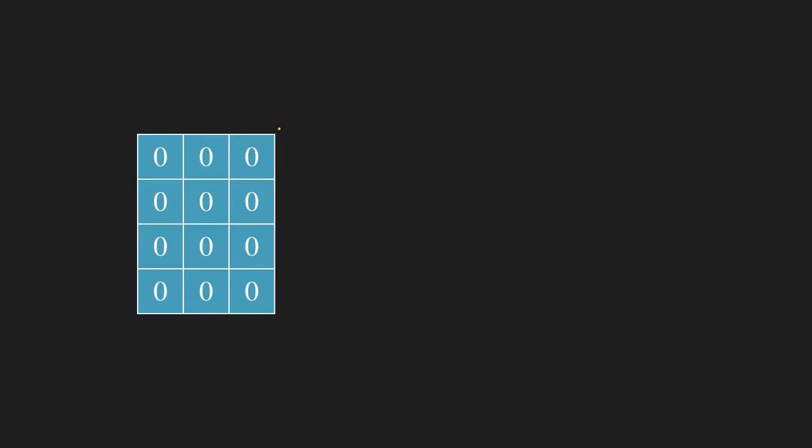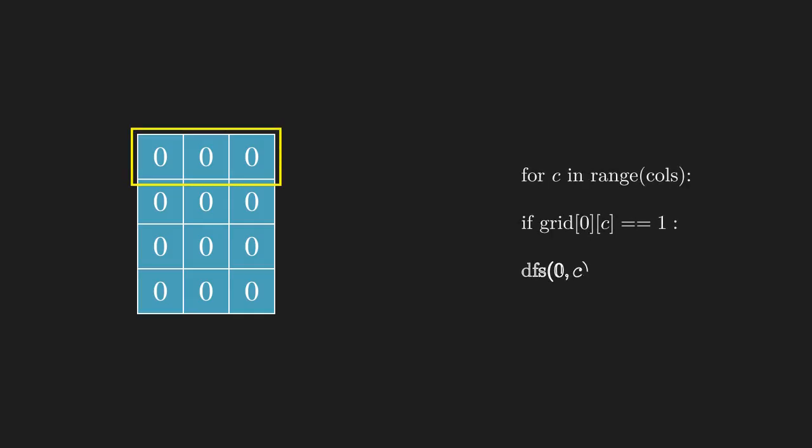The top boundary consists of row 0 and every column C from 0 through columns minus 1. Thus each top coordinate is 0, C. The code tests grid of 0, C. When this value is 1, DFS of 0, C visits and sinks every land cell connected to that top boundary source.